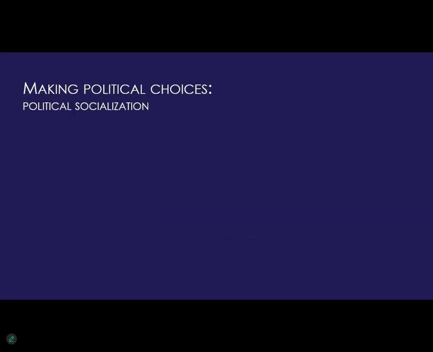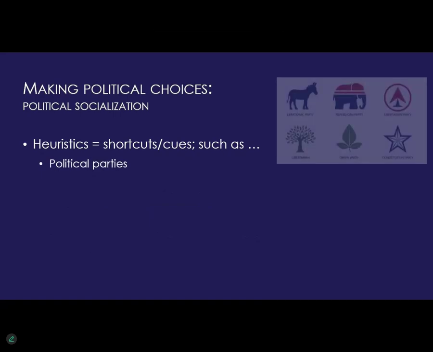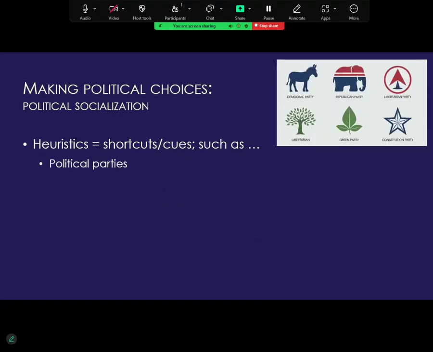Now we'll look specifically at political socialization. How do voters make political choices? Well, oftentimes voters make choices based on something called heuristics, shortcuts, cues on how a person might vote, such as political parties. If you identify with a political party, you might choose to vote in accordance with your political party platform.